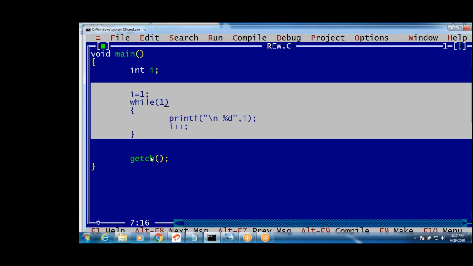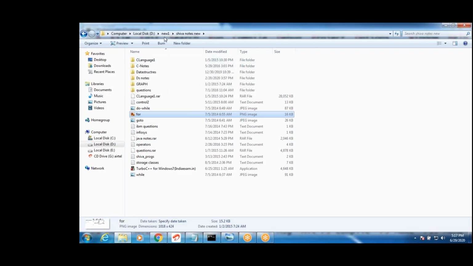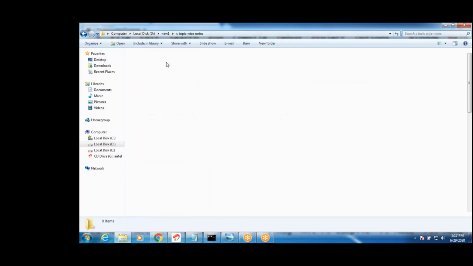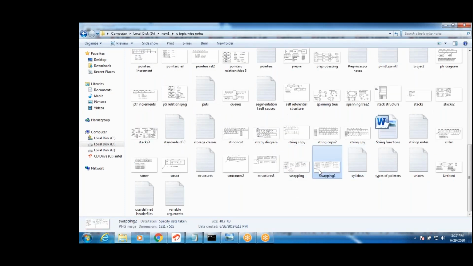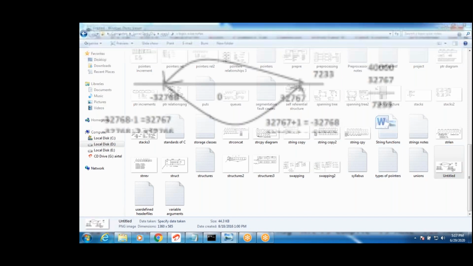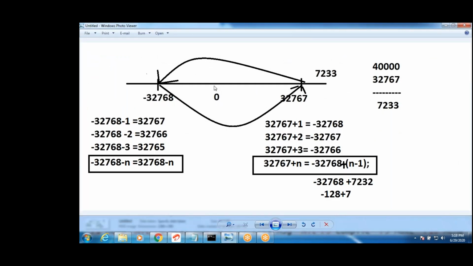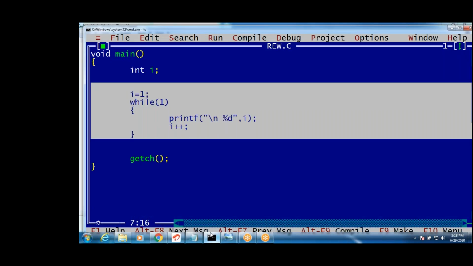Yeah, 1 to infinity. It's not infinity, right? Integer range. I said, right, integer range. Till which number does it print, guys? You know, right? Integer limit. See this, guys. Now 1 will be printed. While 1 means always true. Now which number is it going to print? 1, 2, 3, 4, 5, 6, like this. Till which number? 32,767. After that, again minus 32,768.